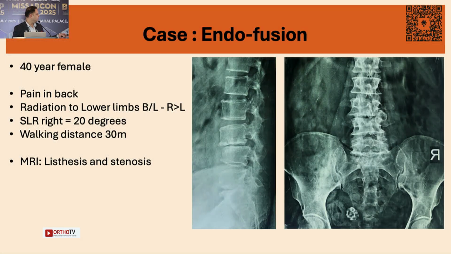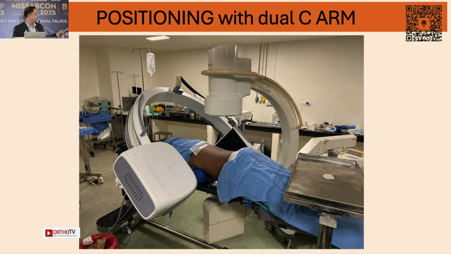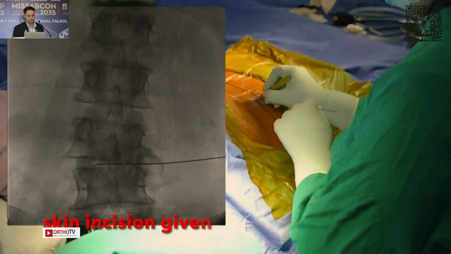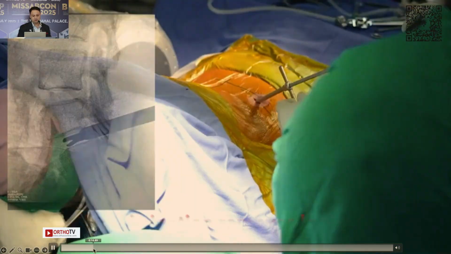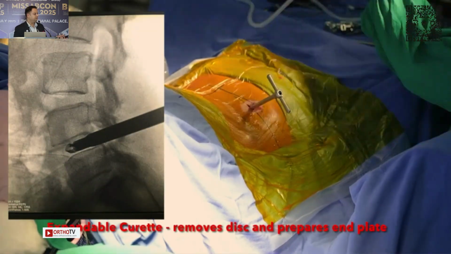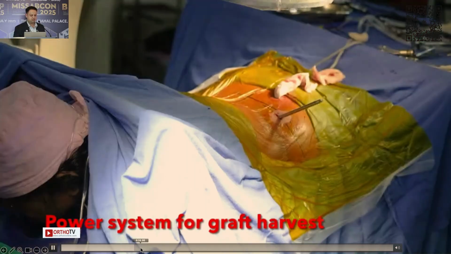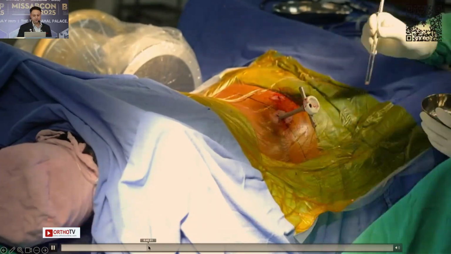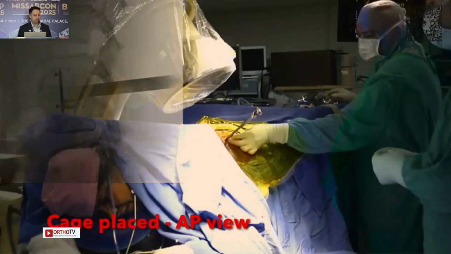Yes, 14-year-old female, walking distance 30 meters, you can see the listhesis there, suitable case for an indirect decompression. So this is how we do it: prone positioning, dual C-arm, local anesthetic being given. Again, transkambin approach. Dilator inside, then big gross instruments to do a discectomy, hardly takes 2 minutes. We have some special instruments, a cage which as it goes in, the exiting root gets displaced, putting the bone graft, iliac crest, again under local anesthesia, screws under, you can see the patient is awake.